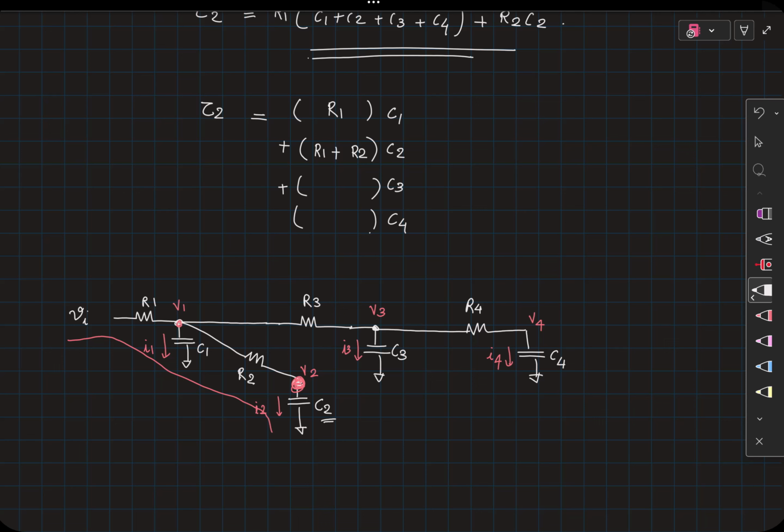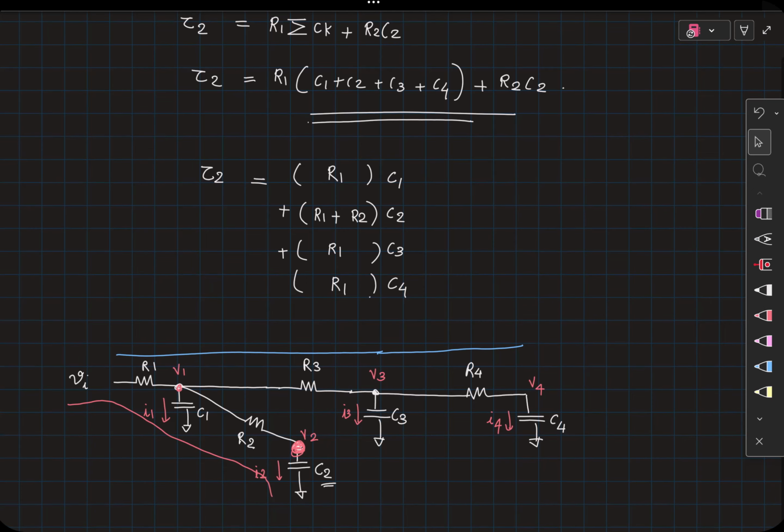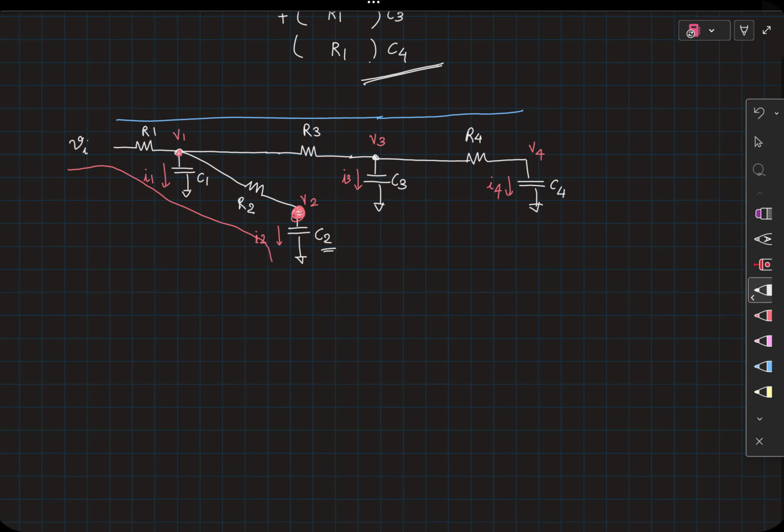Therefore, the result is R1 plus R2. For C3, this is the path. The common resistance is only R1. So I'll write R1 here. I repeat the same thing for C4. The common resistance is only R1. So I write R1 here. So this is same as the result you got here, but I find this easier to remember the time constant associated with each path. Now, based on the circuit, let's also do the calculation for tau 3.